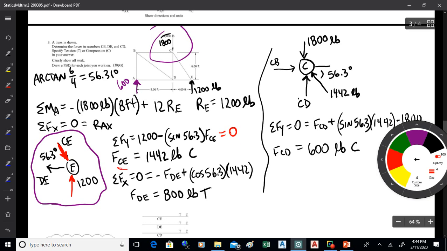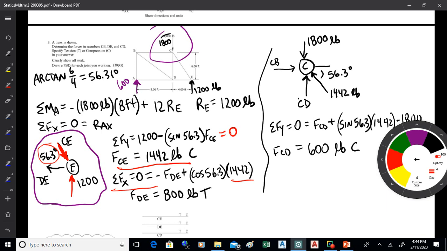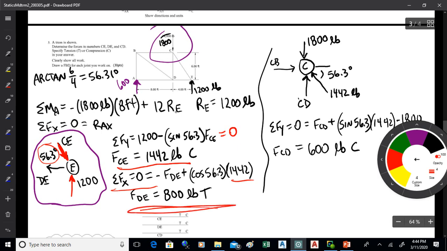Now, once I've got the 1442, I can go sum of fx, set that equal to 0. I've got 1442, which I just found, times the cosine, which would be the adjacent to the angle. So that's going to the right there. That's the component of CE going to the right. And then I go minus FDE because it's going to the left. And I solve for FDE, it's 800. Okay. So what I found is CE is pushing down and to the right, so it's in compression. DE is pulling to the left, so it's in tension.